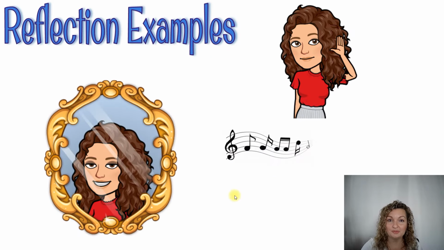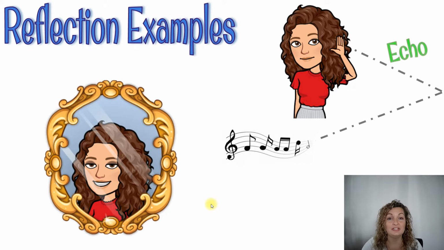Now, some examples in real life of this, if we're thinking about a light ray, we can look at a mirror and we can see the light reflecting our faces, right? If you're thinking about sound, you can hear sound being reflected in the form of an echo, okay? So it can reflect off a surface into our ear and we can hear it as an echo.